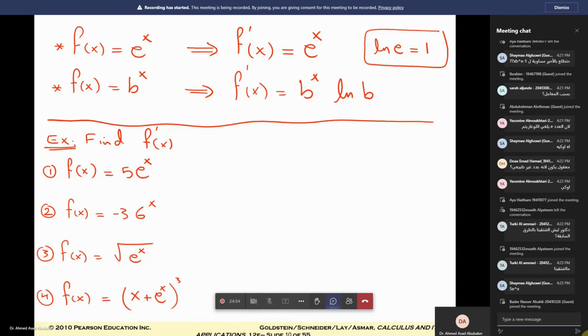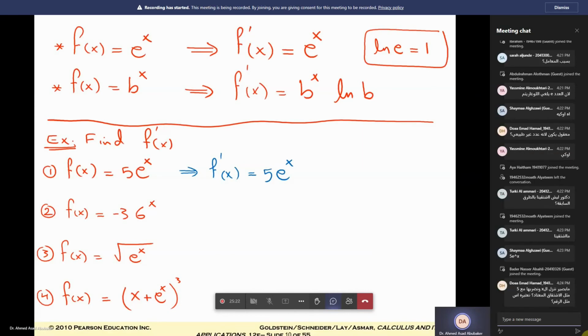The first one, f prime of x equals 5 e to the power x, the same, because we have the constant 5. If we have a constant like 5 multiplied by any function, it stays 5 and we take the derivative of the function. We have the function e to the power x. What is the derivative of e to the power x? e to the power x.